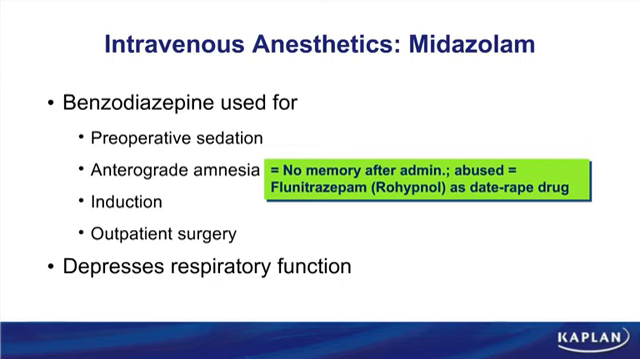An advantage of using benzodiazepines like midazolam as IV anesthetics is that we can use the drug flumazenil to help the patient recover from anesthesia. We can certainly use flumazenil because of its ability to block BZ1 and BZ2 receptors and overcome the actions of midazolam.